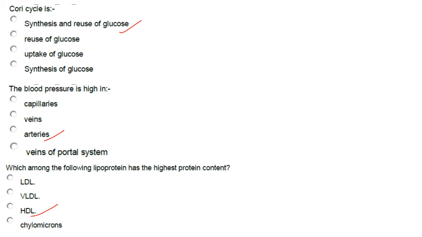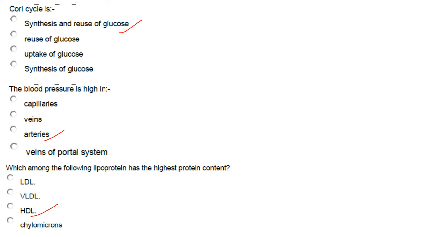Then Cori cycle is synthesis and reuse of glucose. The cycle involving the synthesis of glucose in the liver from the skeletal muscle lactate, and the reuse of glucose thus synthesized by the muscle for energy purpose is known as Cori's cycle. So answer is option A, synthesis and reuse of glucose.